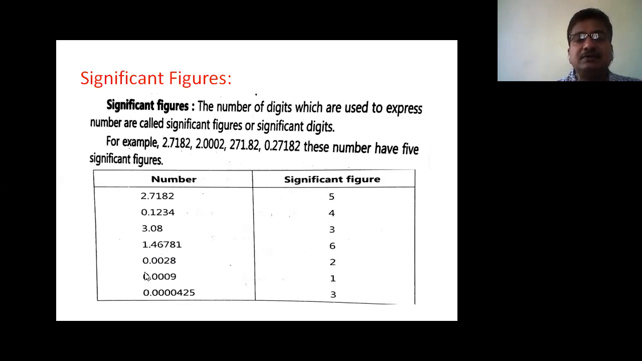2. The significant figures in this number is 1, because we can write this number as 0.9 into 10 raised to minus 3. Similarly, we can write this number as 0.425 into 10 raised to minus 4. And that's why the significant figures in this number are 3.